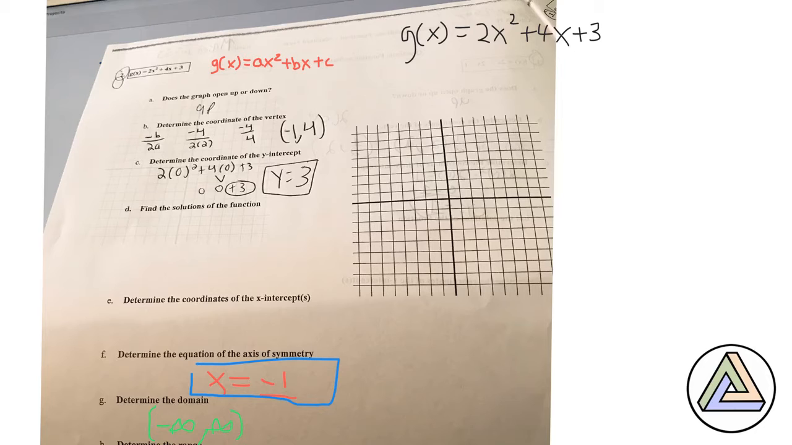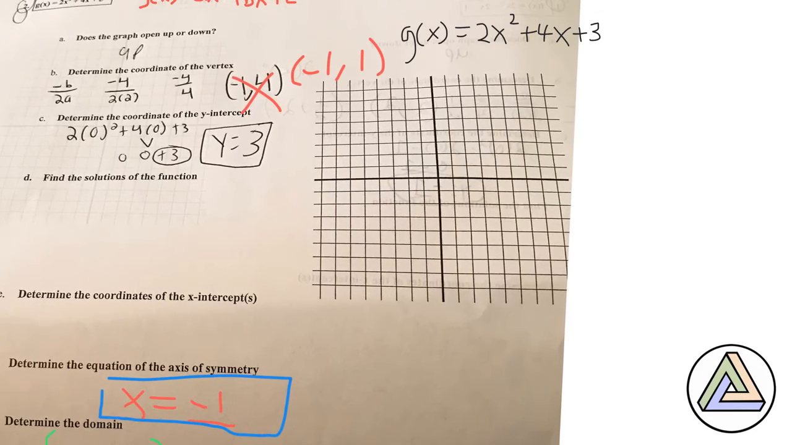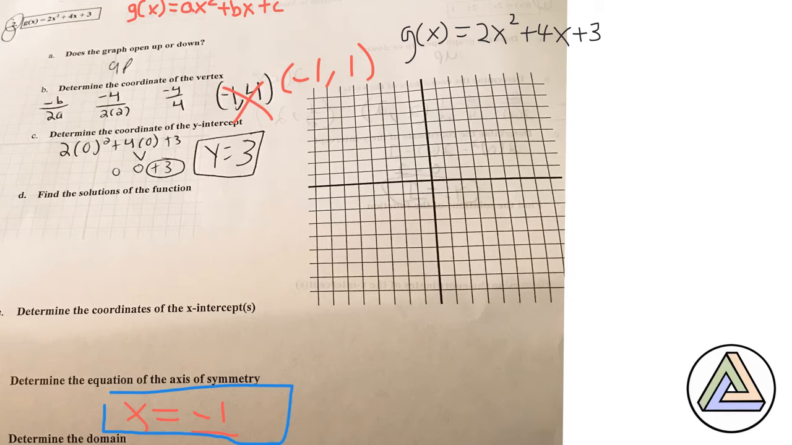It just dawned on me that this is wrong. We already figured out the vertex. We're going to get rid of that. And the real vertex is negative 1, comma 1. We already figured that out from before. So this is notes from my students' work from before. I'm just bringing it in here. But we already discovered from before what the coordinates of the vertex are. It's negative 1, comma 1. So we're actually going to write that in here. We're going to put that in the graph. Negative 1, 1.